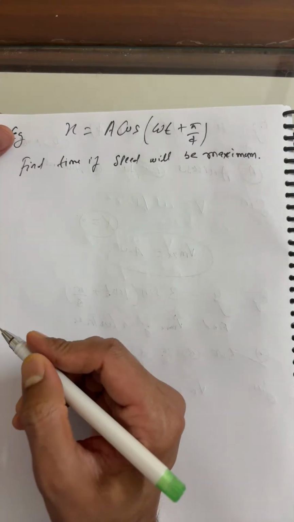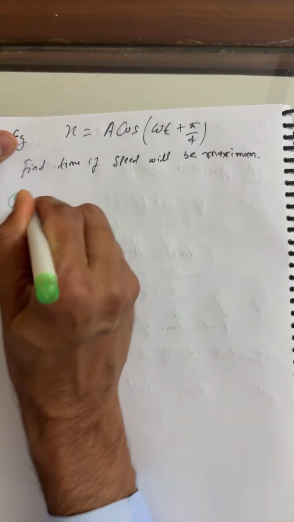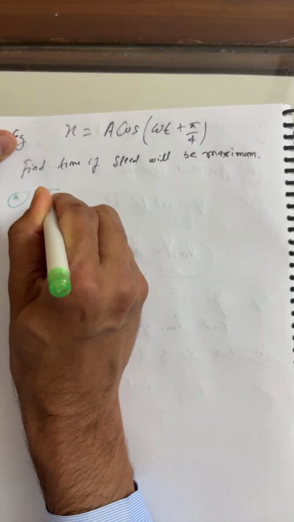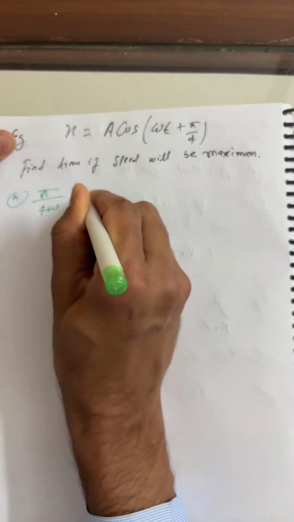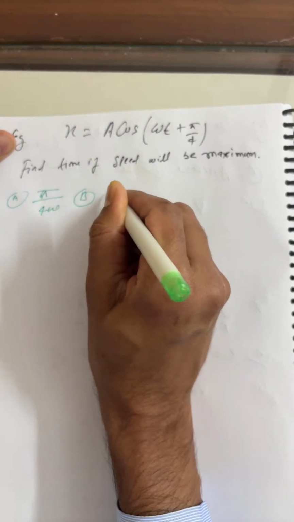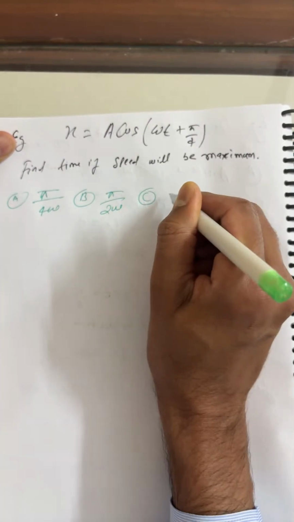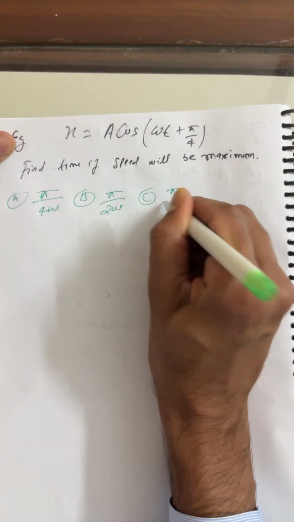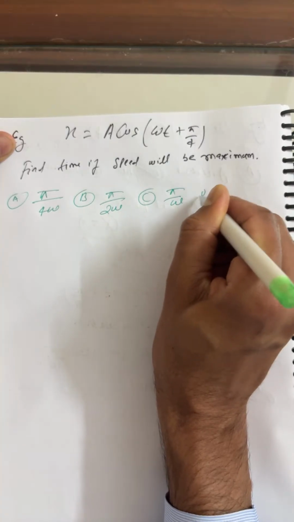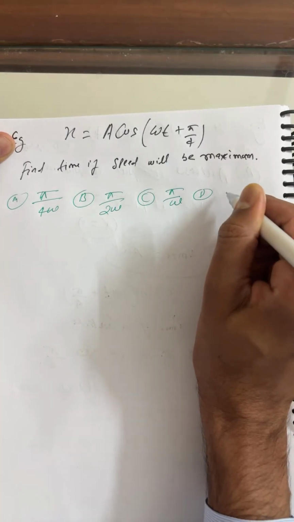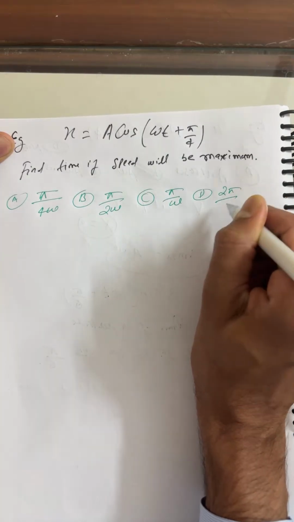Options: option A, pi by 4 omega; option B, pi by 2 omega; then pi by omega; and last, 2 pi by omega. What is the answer for this question?